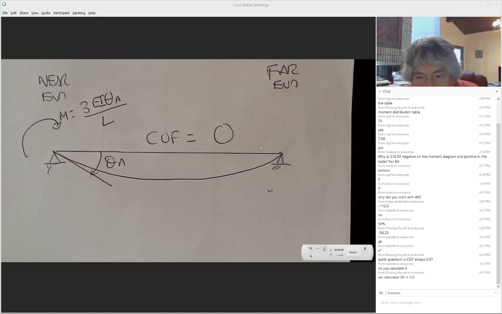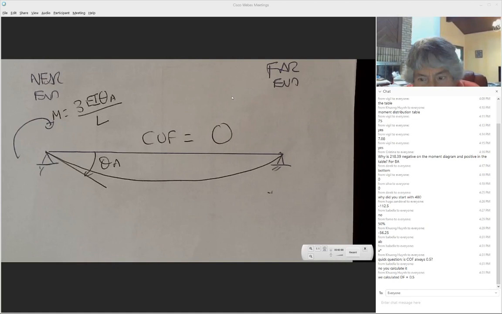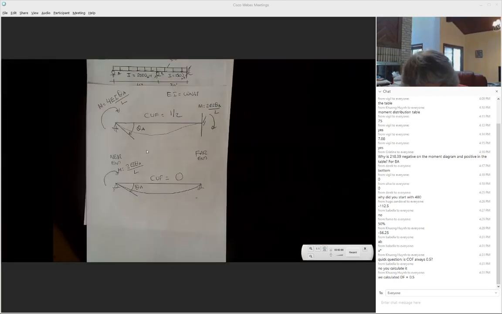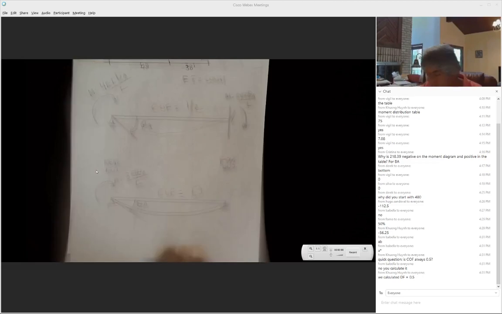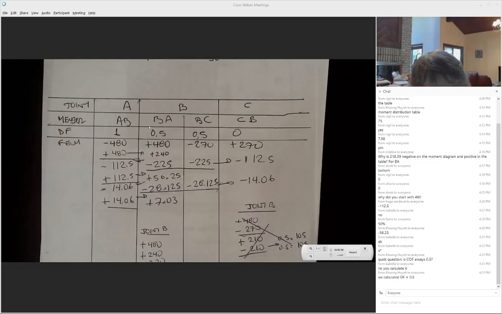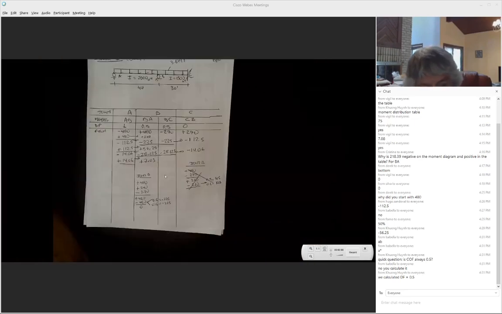We do not calculate the distribution factor. The 0.5 had nothing to do with the distribution factor. The distribution factor is to distribute the moment. This is whatever moment I put in here, 50% goes out. The distribution factor is something different. It's how much moment goes to each one. So look how much work.